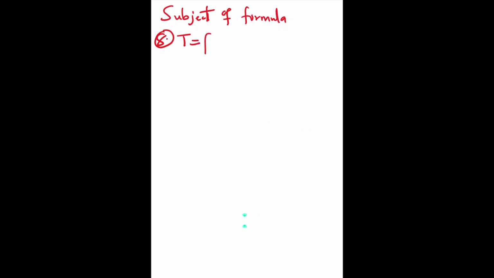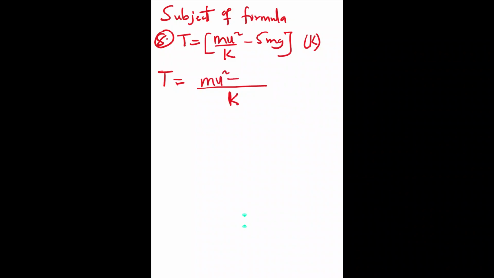So now let's do number 8. T equals mu squared minus k over k minus 5mg. So we're going to make k the subject of the formula in this one. Okay, so let's find the LCM for k and 1, that will be k. So k divided by k is 1, 1 times mu squared is mu squared, minus k divided by 1 is k. Okay, k times 5mg will be 5mgk.